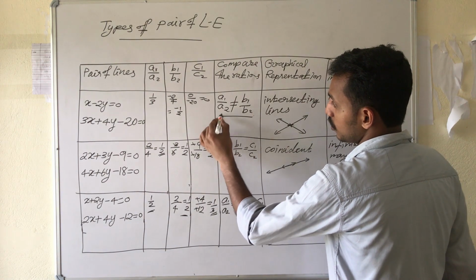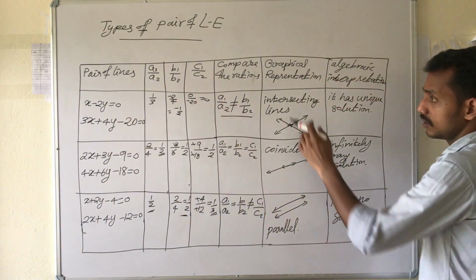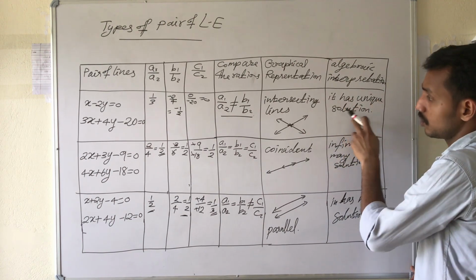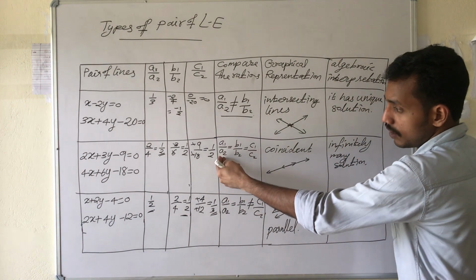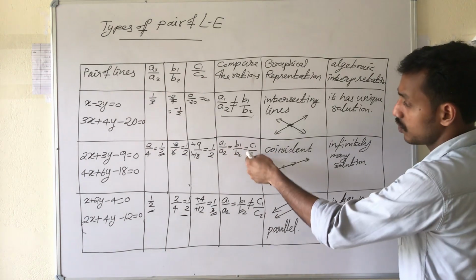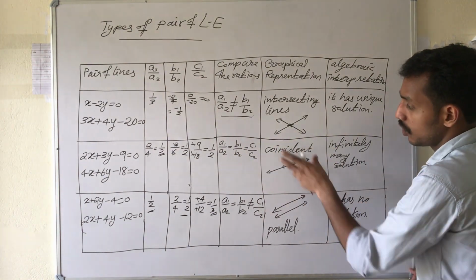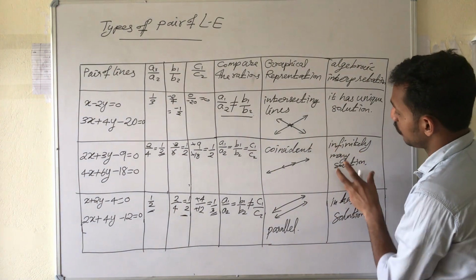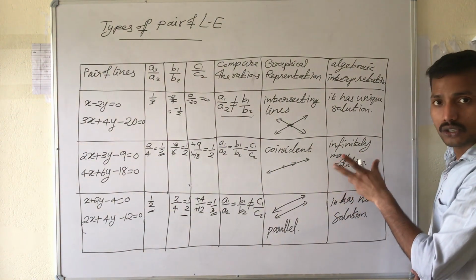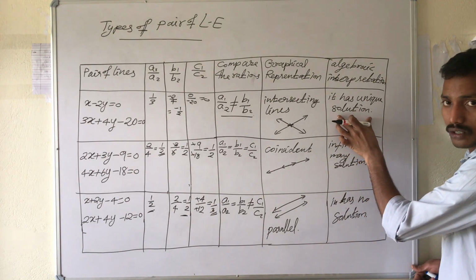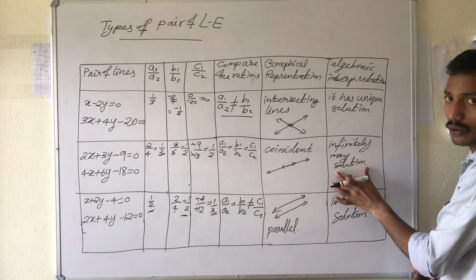If a1 by a2 is not equal to b1 by b2, then it has intersecting lines and it has a unique solution. And in case a1 by a2 is equal to b1 by b2 is equal to c1 by c2, then this pair of linear equations will have coincident lines, which have infinitely many solutions. And in these two cases, it has one solution, or it has many solutions.